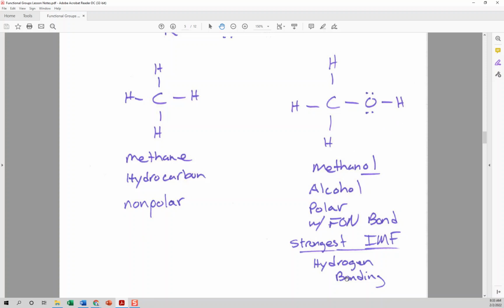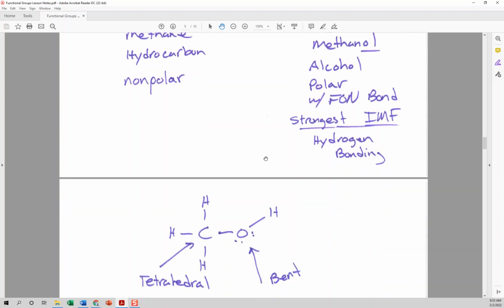Methanol is a liquid at room temperature. Methane is a gas. The reason why methanol is a liquid is because it has strong intermolecular forces, right? Methane has very weak ones. So it takes a lot more energy to break these IMFs than it does over here. And that's what boiling really is. You have to break the IMFs. And so the stronger the IMFs, the higher the temperature the substance boils.